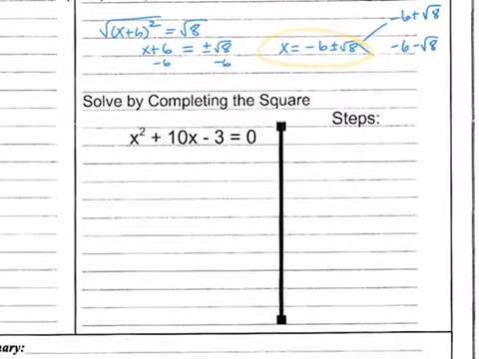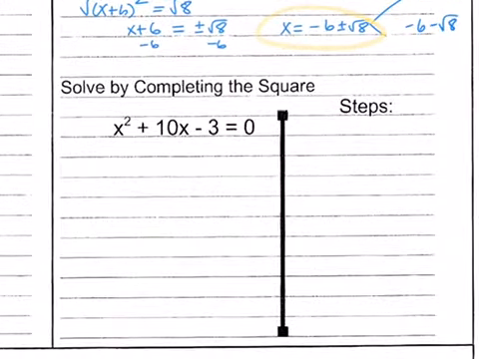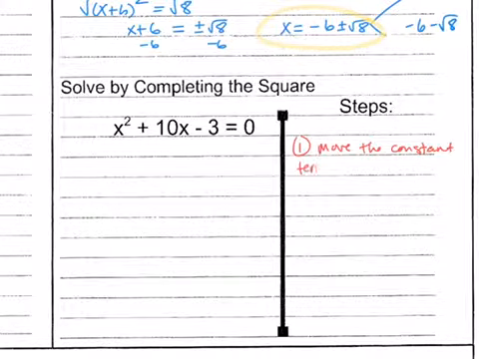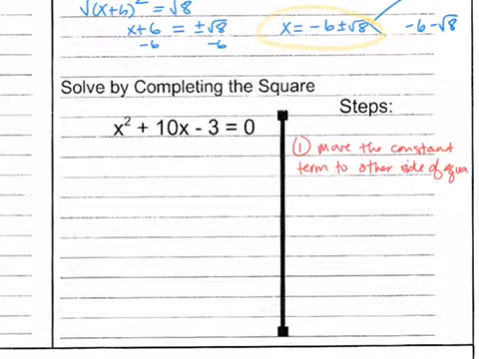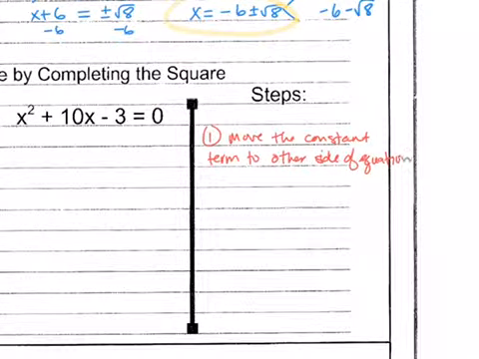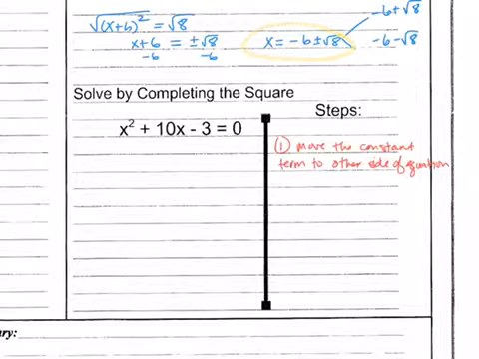So let me move my paper up here. So to complete the square, I'm going to give you some steps. So step one is to move the constant term to the other side of the equation. Okay, so we're going to first move that constant term to the other side. So I see a minus 3 there. That's my constant term. It's the one without an x. I'm going to add 3 to both sides.